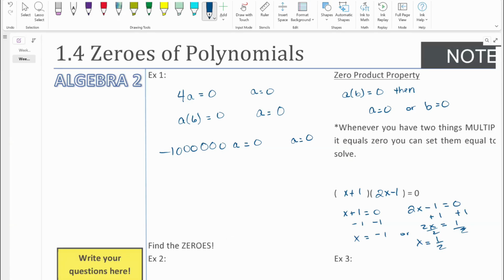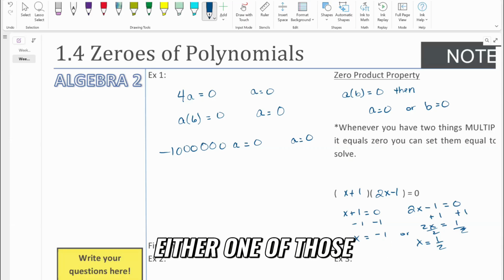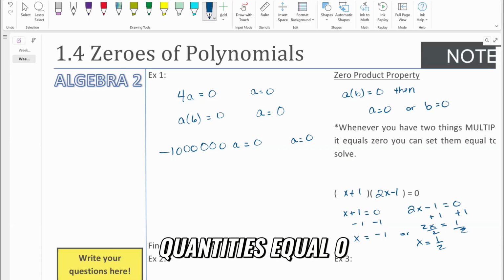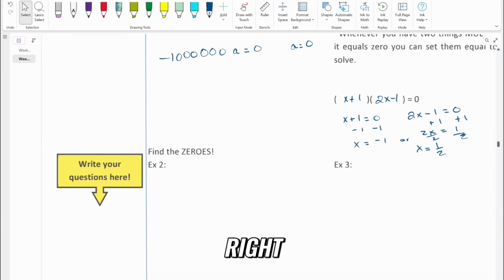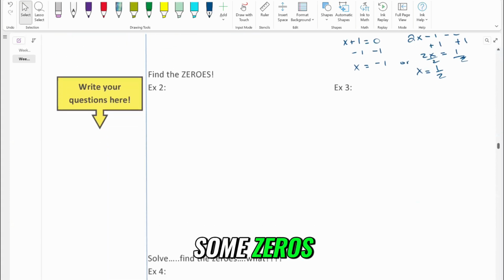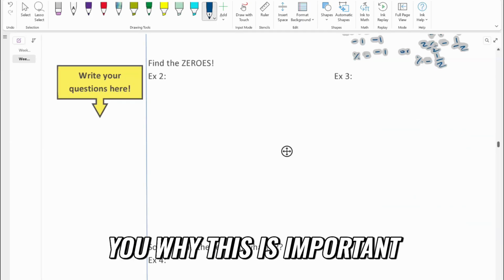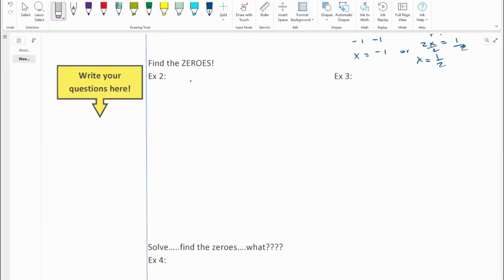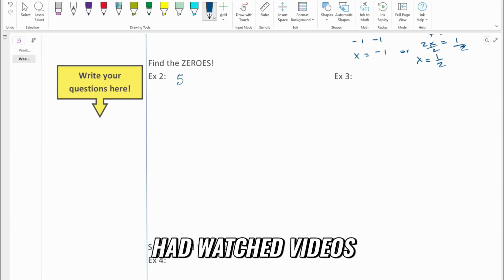Right? All right, so to make the product 0, either one of those quantities has to equal 0, and you can use those numbers, right? Okay, so we're going to find some zeros. And then I'm going to use Desmos to show you why this is important, which is where I had sort of planned to start if people had watched videos.